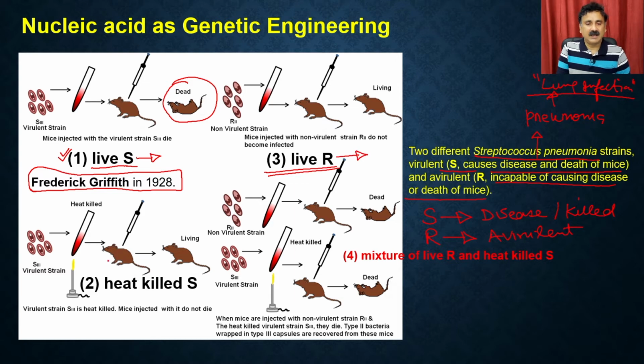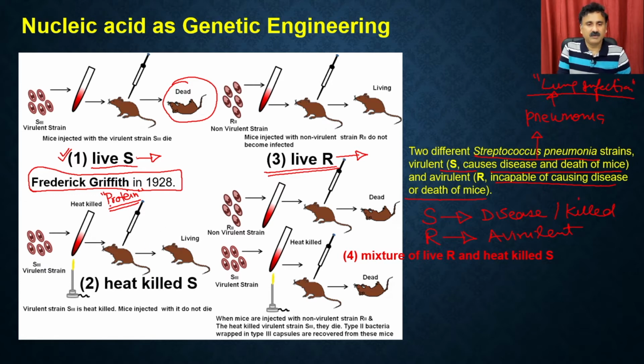Then he cultured the virulent strain, and before injecting the bacteria into the mice, he heat killed them. When you heat kill them, you are going to destroy the proteins, right? So when you destroy the proteins, the bacteria could not cause the disease.